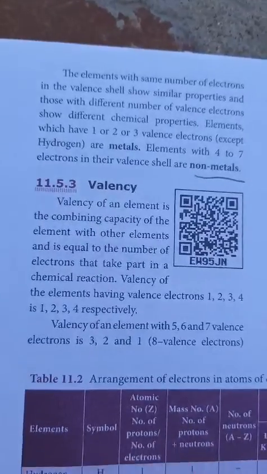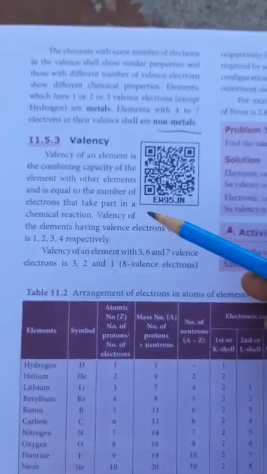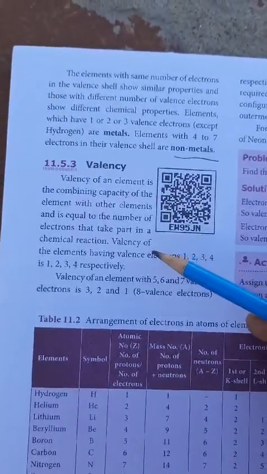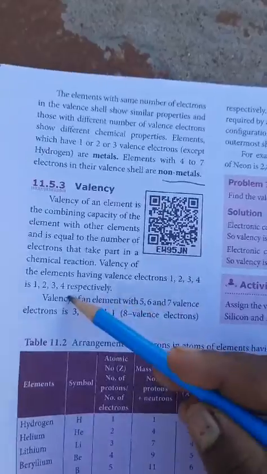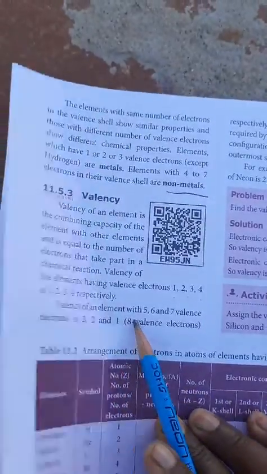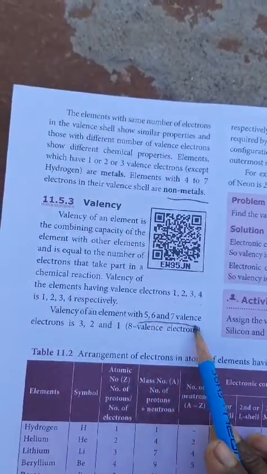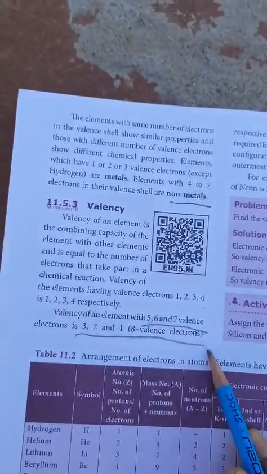What is valency? Valency is the combining capacity of an element with other elements, equal to the number of valence electrons. For example, elements having valence electrons 1, 2, 3, 4 have valency 1, 2, 3, 4 respectively. Elements with 5, 6 and 7 valence electrons have valency 3, 2 and 1, and with 8 valence electrons, valency 0.